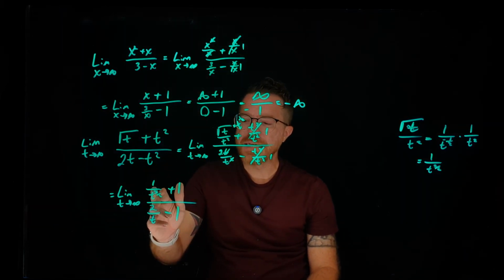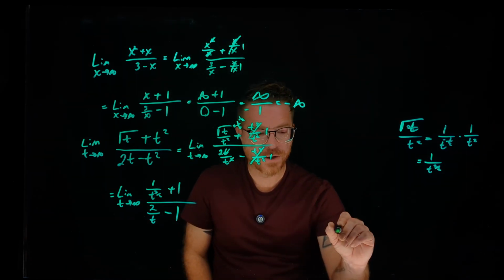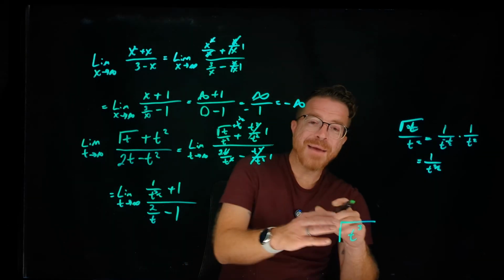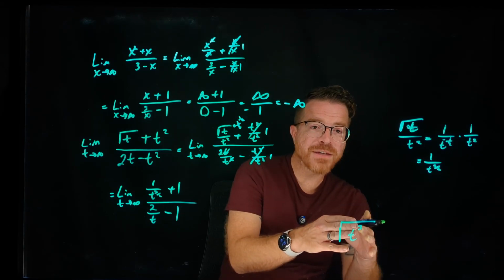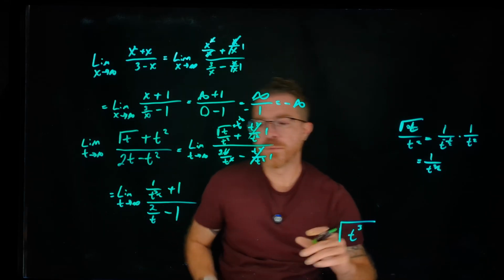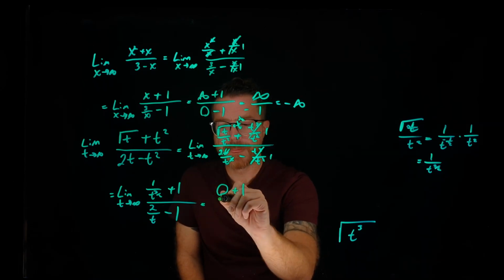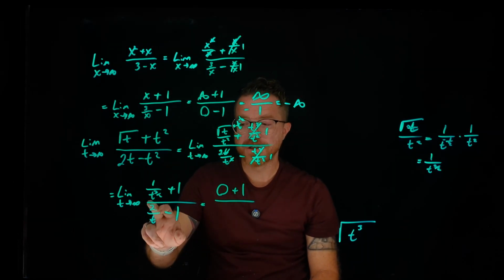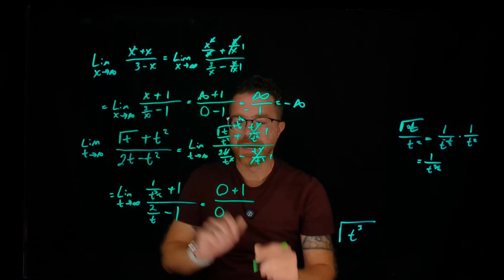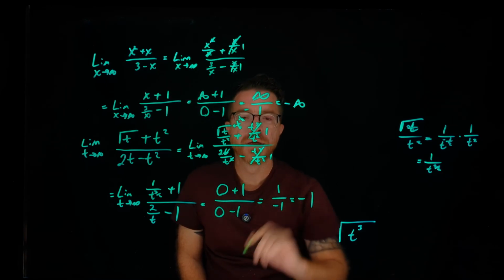So 1 over t to the 3/2. What's happening with this in the denominator? Square root of t cubed. Well, what's happening is that this t cubed is growing faster than the square root is slowing it down, meaning that it's going to approach infinity. So we have 1 over infinity, which means this is equal to 0, plus 1, divided by, as I plug infinity into 2 over t, this is going to be 2 over infinity, which is equal to 0, minus 1. So I'm left with 1 over minus 1, which is equal to negative 1.